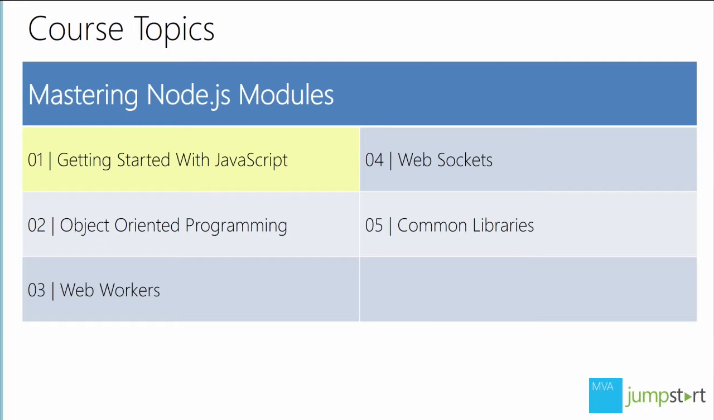Then topic 2 is object-oriented programming. That's where we go into, okay, we don't really have the class keyword, but we do have this, this, and that. This is how you can do object-oriented programming with JavaScript. It's not exactly the same as what you may be used to, but there is a way, and we're going to show you how.